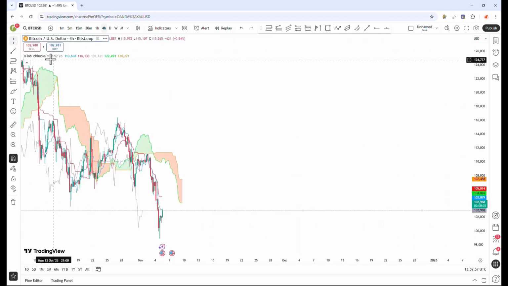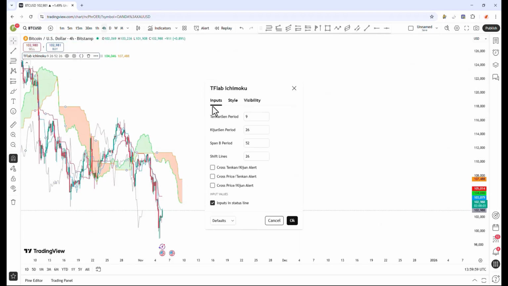In the settings section, under inputs, there are options available for us. In the first input, we can set the calculation period for the Tenkan Sen line. In the next parameter, we can set the calculation period for the Kijun Sen, the calculation period for Span B, and the calculation period for the shift lines or Chikou Span.